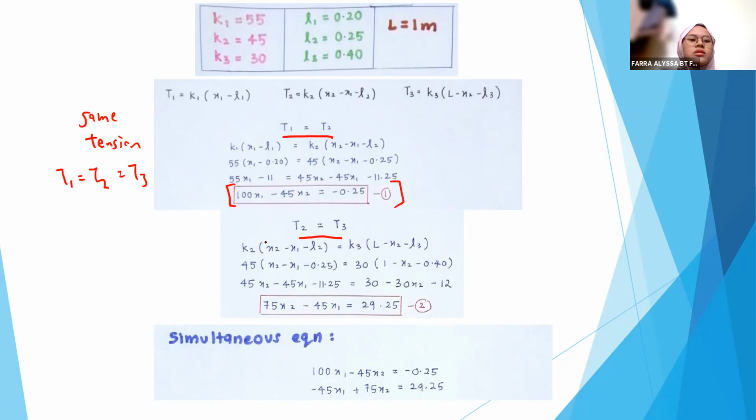As a result, you will get an equation. For T2 equals T3, the method is the same as for T1 and T2. And as a result, we get two simultaneous equations with two unknowns, which are x1 and x2.